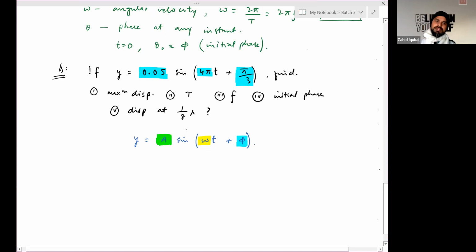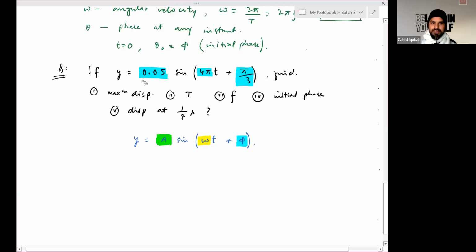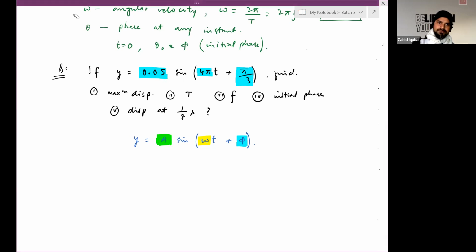Abhinav, you got any answer? Just see how to solve. Just compare this equation and this equation. In this part, we have the coefficient of sine as A, which is called amplitude or maximum displacement. So in this question, the coefficient of sine we have is 0.05. So on comparing, we can say A equals 0.05. Abhinav, is it clear?